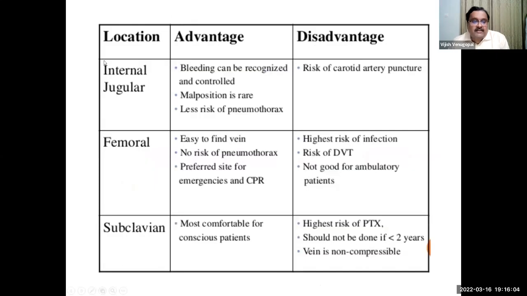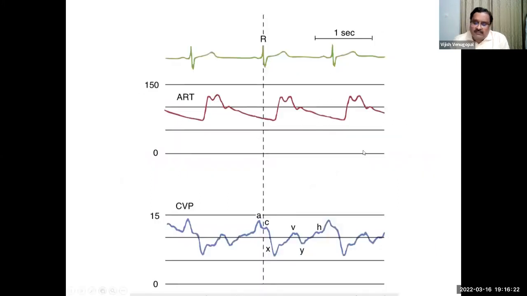So there are a lot of advantages and disadvantages of each location. Internal jugular vein, there's less risk of pneumothorax, but there is a risk of carotid artery puncture. Femoral vein, that's having the highest risk of infection, and subclavian vein has the highest risk of pneumothorax, but it happens to be the most comfortable for conscious patients. But there are different waveforms for these, for the CVP waveform. The CVP waveform, you have positive waves A, C, and V, and negative waves of X and Y.